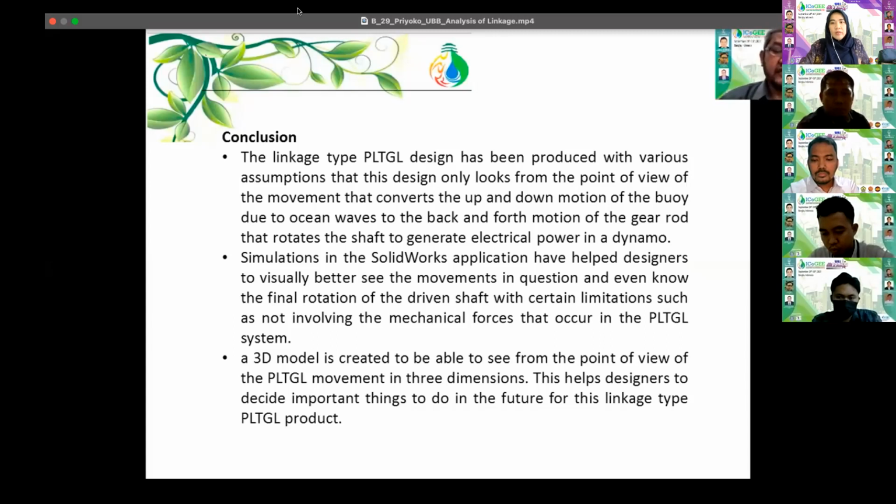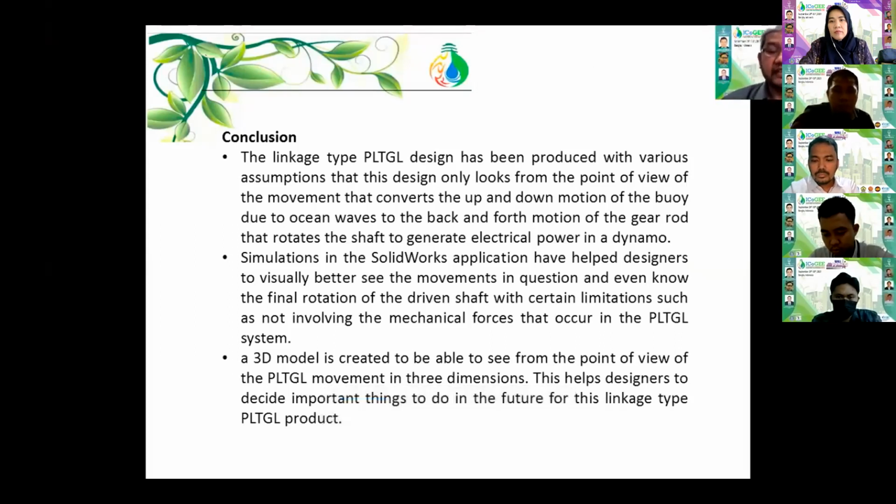Secondly, the simulations in the SolidWorks application have helped designers to visually better see the movement in question and even know the final rotation of the driven shaft, with certain limitations, such as not involving the mechanical forces that occur in the PLDGL systems. Lastly, a 3D model is created to be able to see the PLDGL movement in 3 dimensions. This helps designers to decide important things to do in the future for this linkage type PLDGL product.